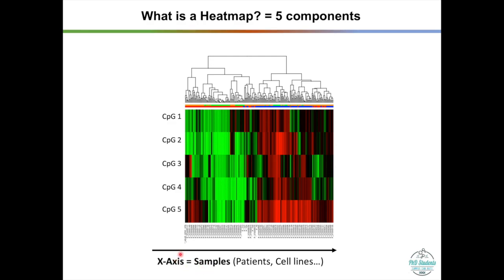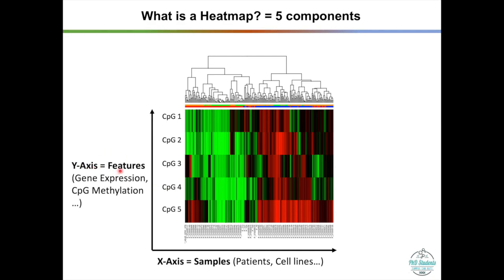The x-axis will represent our samples. For example, patients or cell lines. Each sample will be here in the x-axis: patient 1, patient 2, patient 3, etc., or cell line 1, cell line 2, cell line 3. Then we have the y-axis, that will show the features of each patient. For example, these features can be gene expression, for example gene 1, gene 2, gene 3, gene 4, but in our case it will be CpG beta value methylation: CpG1, CpG2, CpG3 for each type of patient.